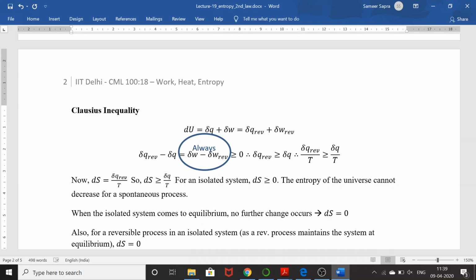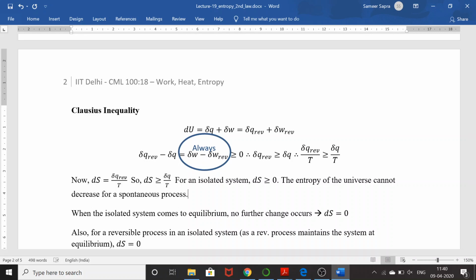And in that case, when there is no further change, I can think of the entropy as increasing and then flattening out to a constant number. The change in entropy does not occur anymore when you reach equilibrium. So dS is 0 at equilibrium.